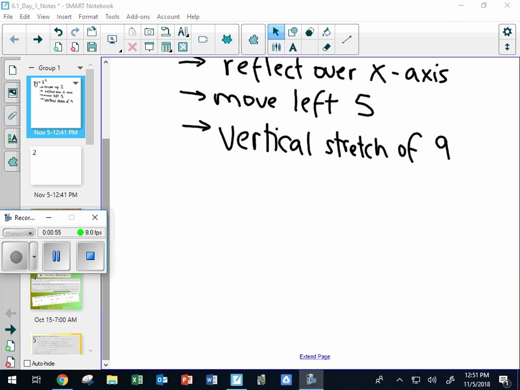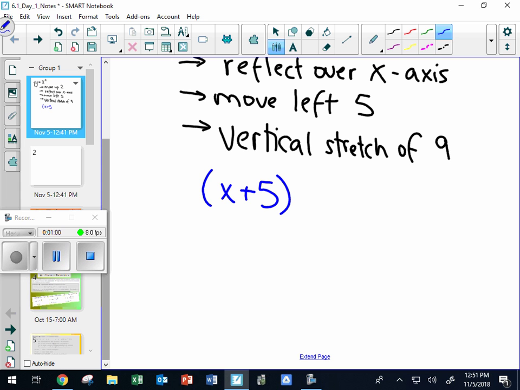We need an x plus 5. All right. Great. Kate, could you tell us another thing? All right. 9. Which side? Over here. We need a 9. All right. Let's see. Did you want to add one more? Or did you have a question? Yeah, you can add one. Right, we want a negative in front of the 9 because we reflected over the x-axis.